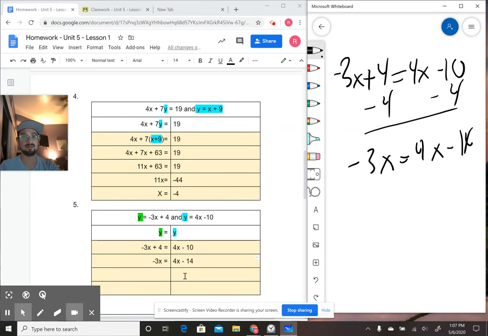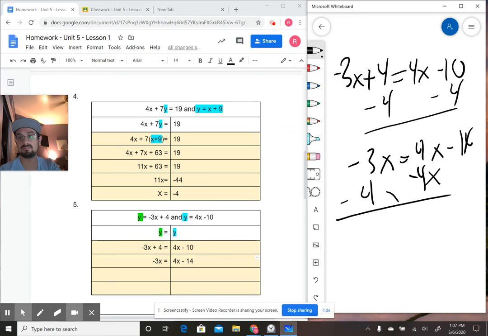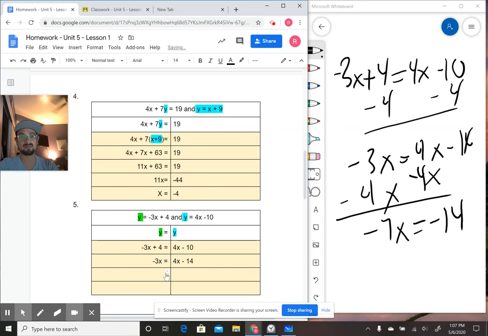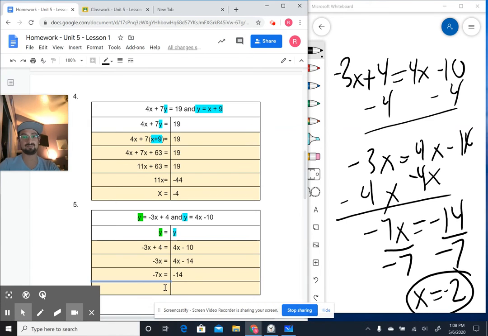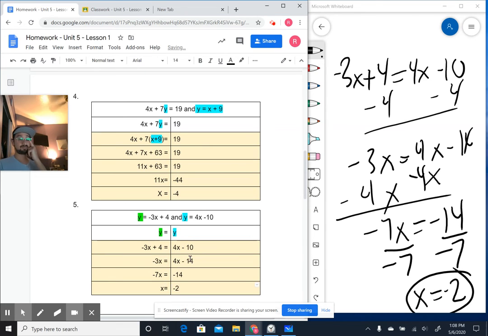And then subtract the 4x on both sides. So negative 7x is equal to negative 14, because a negative minus a negative, you add them. And then the last step would be to divide by negative 7. So x equals negative 2. That would be the answer for that one.